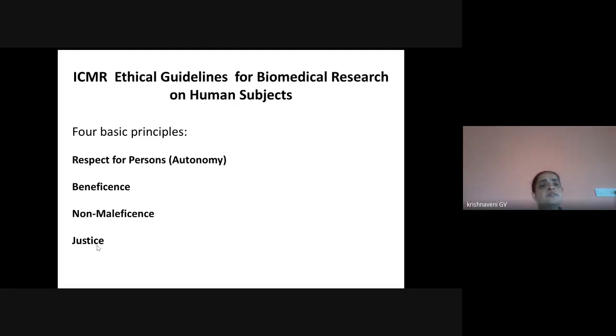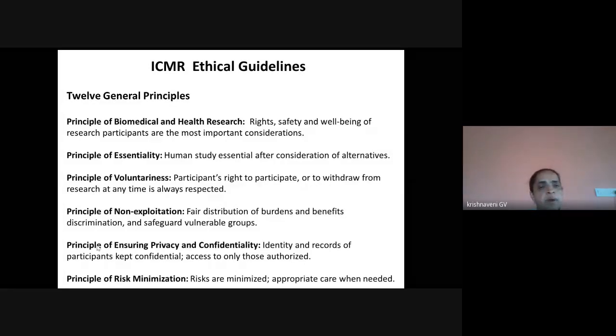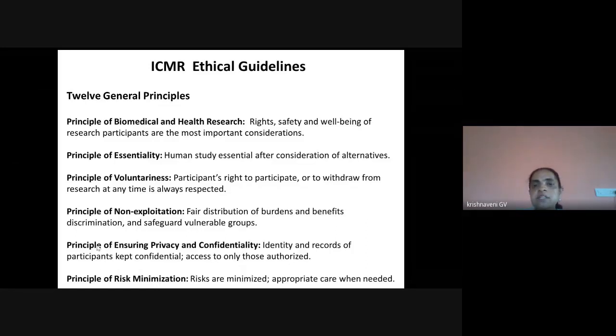The first guideline is what is called the Principle of Medical and Health Research. It is the general principle to maintain the rights, safety, and health of the research participant. The researcher should acknowledge that the participants' overall safety and well-being, as well as maintaining their rights and respect, is the most important consideration in a research, even if it harms your data collection, even if it harms your final findings. The first consideration should be the well-being of the participant.